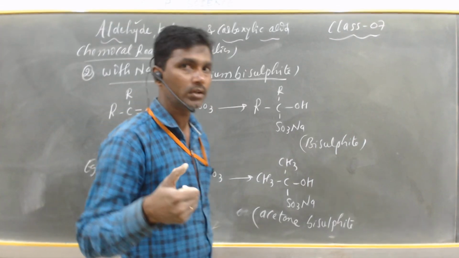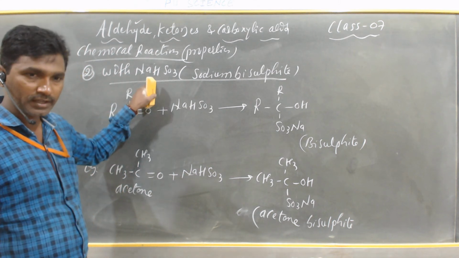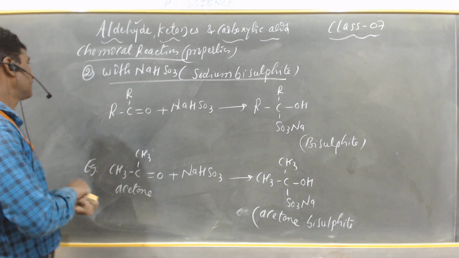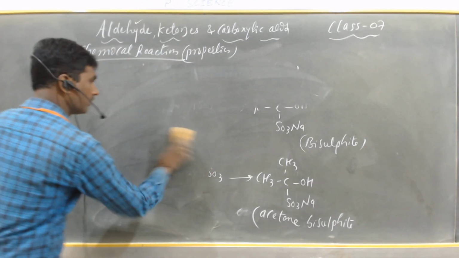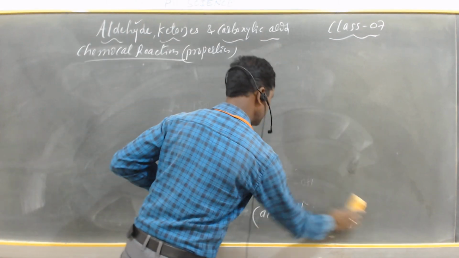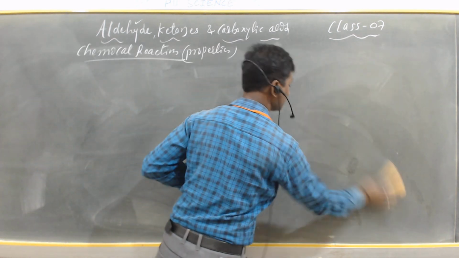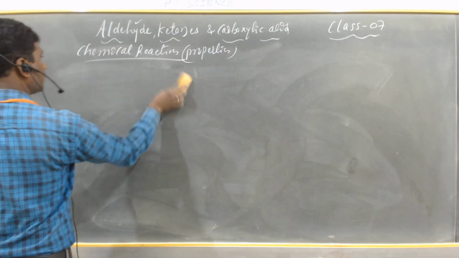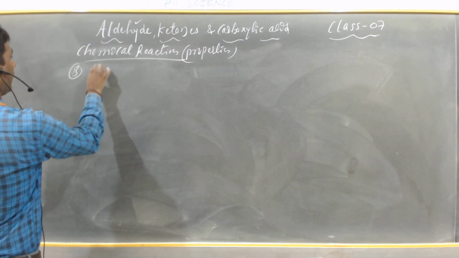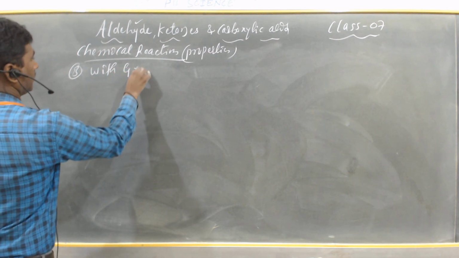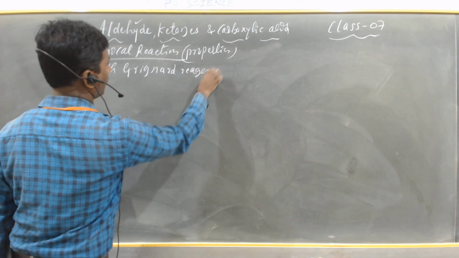Aldehyde and ketone undergo nucleophilic addition reactions. First is addition of hydrogen cyanide. Second is addition of NaHSO3. And the third one is addition of Grignard reagent, the reaction with Grignard reagent.